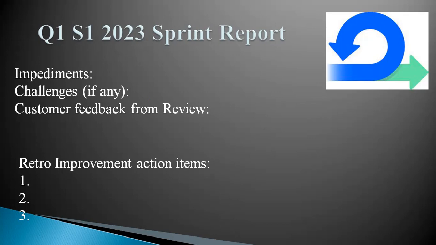And the customer feedback from the review. In this section, you will have a sprint review, right? At the end, the customer would have given some feedback, maybe some enhancement feedback or anything. So that you can add here. And your team might have taken some retro improvement action items for the next sprint. If you want, you can even add that and let the stakeholders know that this is the improvement action item your team is working on, but this is an optional one. Just a suggestion.